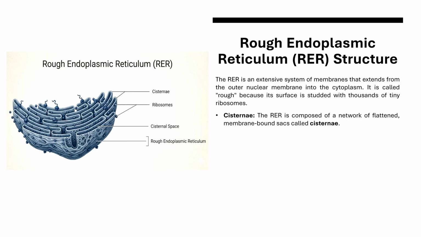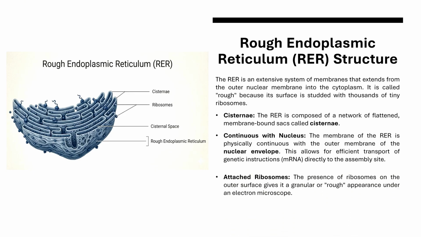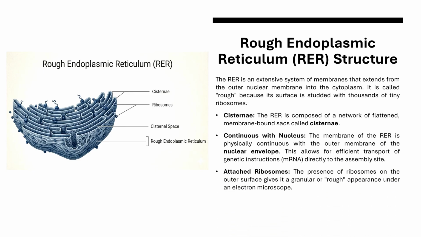By structure, the rough endoplasmic reticulum is made of a network of flattened membrane-bound sacs called cisternae. Think of these like a series of interconnected hallways. Inside these hallways, the proteins built by the ribosomes can be folded, modified, and safely transported away from the busy soup of the cytoplasm.